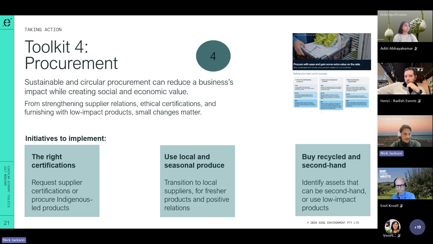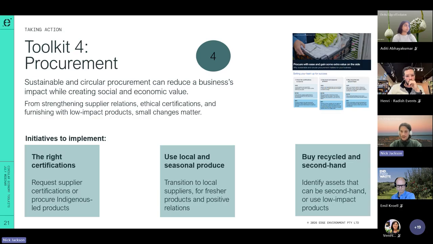So the first initiative we want businesses to consider is looking at the right certifications. In this toolkit, we have a number of different certifications, and we have a number of different businesses that procure Indigenous-led products that we recommend reviewing and thinking about how you can ask your supplier about them. A simple one that many will recognize is RSPCA approved farming, which is a great ethical certification to use.